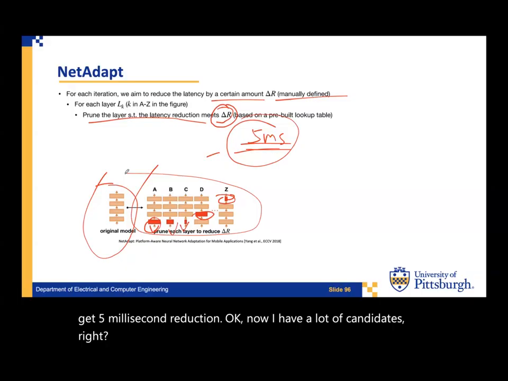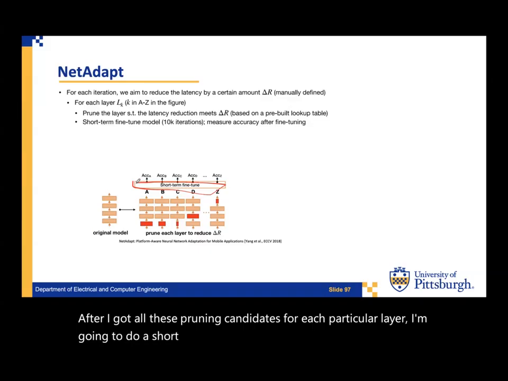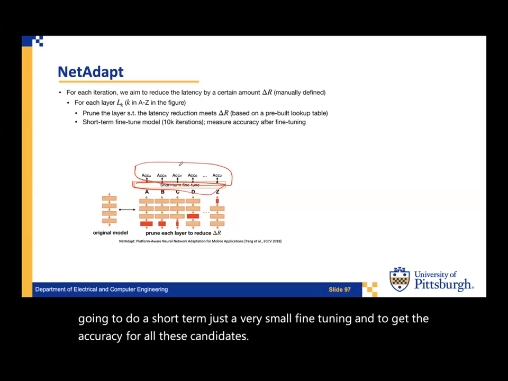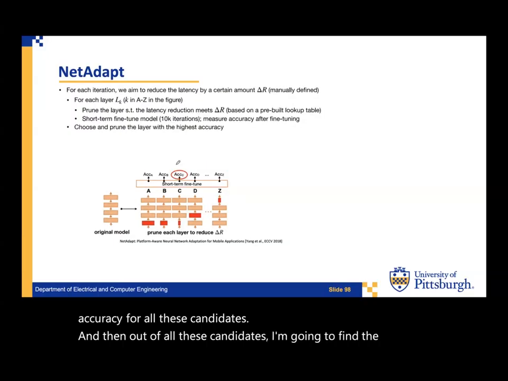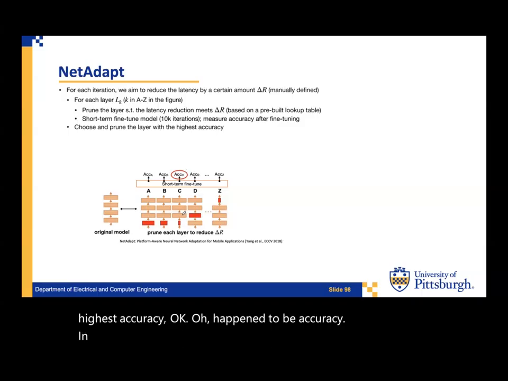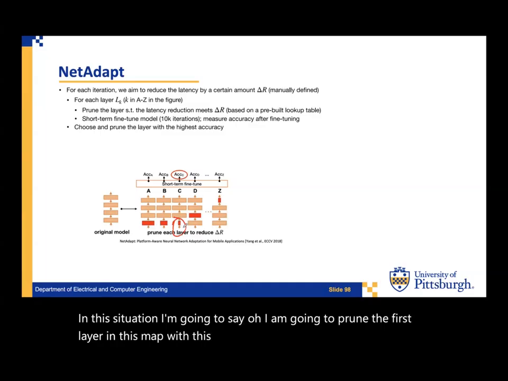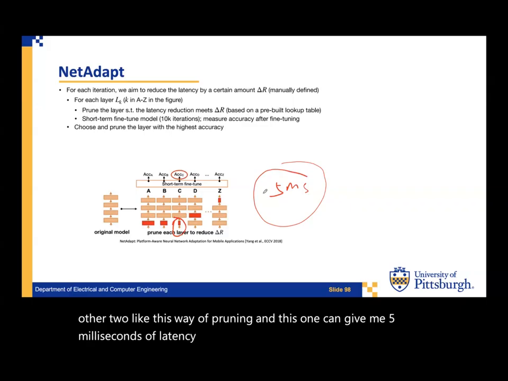After I get all these pruning candidates for each layer, I do a short-term, very small fine-tuning and get the accuracy for all these candidates. Then out of all these candidates, I find the one with the highest accuracy. Therefore, in this iteration, I am going to prune the first layer with this pruning method, compared to the other two, which gives me 5 milliseconds of latency reduction and this accuracy.